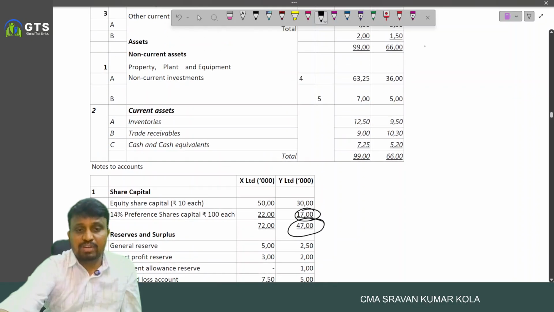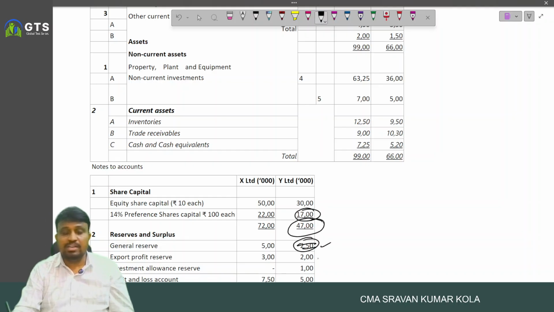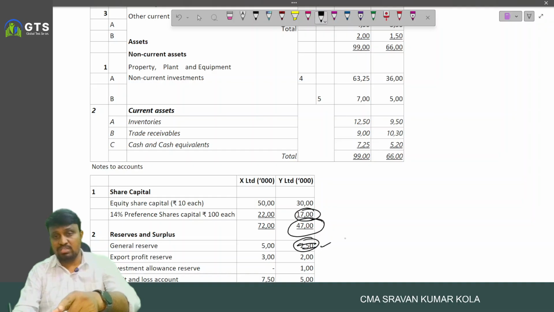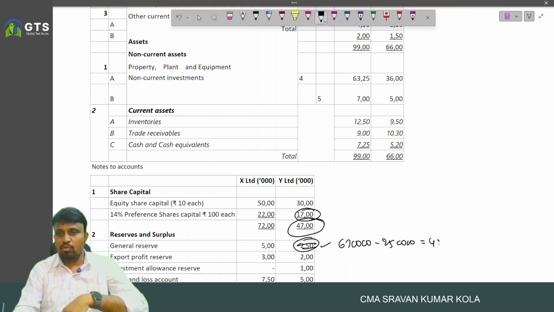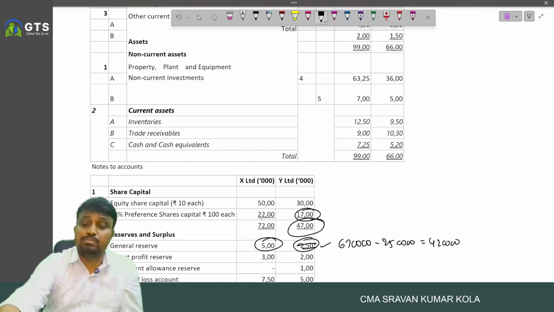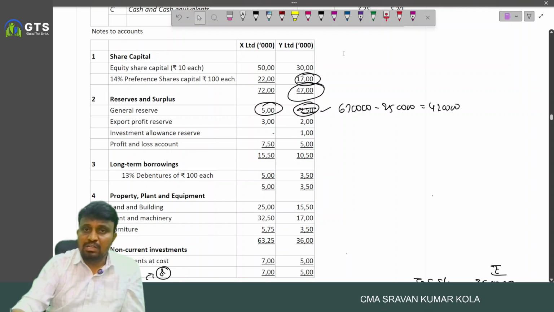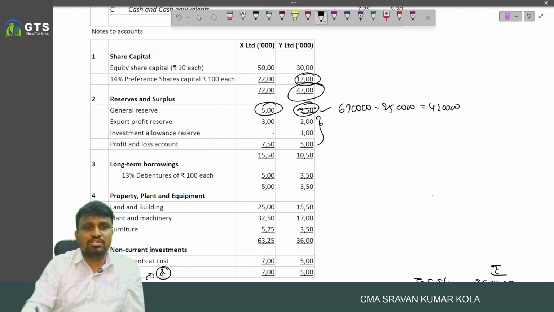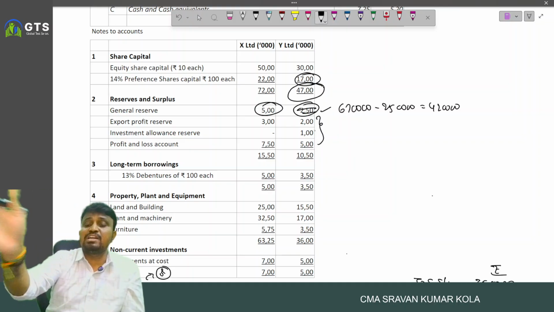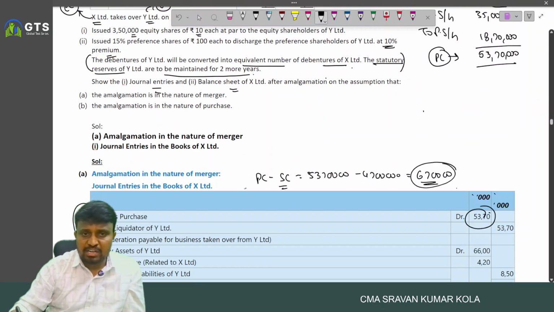And what is the general reserve of the transferor company? 2,50,000. First, we have to adjust it here. The general reserve of the transferor company is closed, so out of 6 lakh 70,000, 2 lakh 50,000 is closed, and the remaining 4 lakh 20,000 is debited to general reserve of X Limited. And the remaining, each and everything, we have to carry forward. Here the statutory reserve, investment allowance reserve, and profit and loss account are completely carried forward to X Limited. So, what are the entries we recorded?